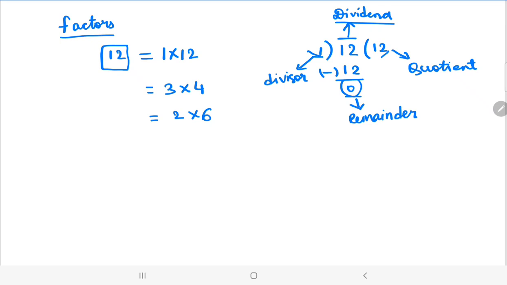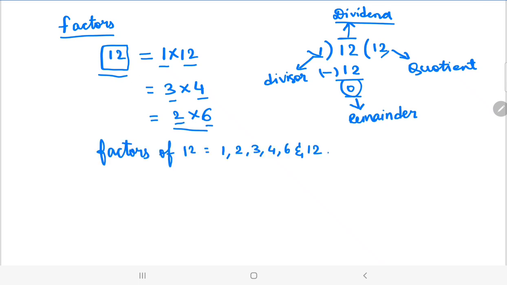Now you need not get confused. If you take the example which I have written over here, 12 is equal to 1 into 12. It can be written as 3 into 4. It also can be written as 2 into 6. So all these numbers which are there, 1, 12, 3, 4, 2, 6, they are all the factors of 12. So the factors of 12 are 1, 2, 3, 4, 6 and 12.